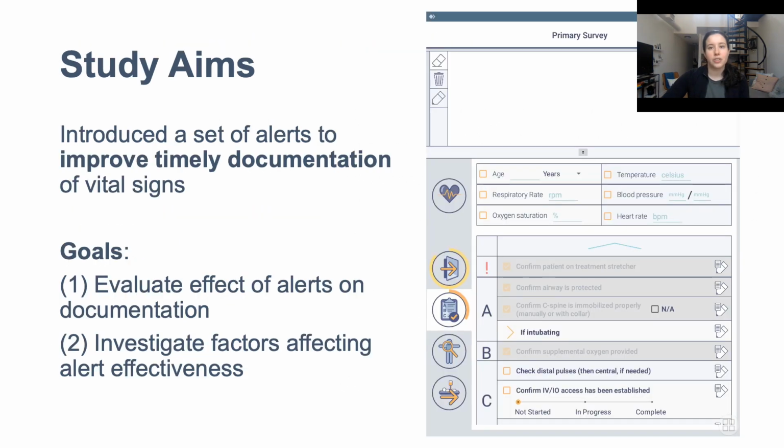In this study, we introduced a set of alerts to improve timely documentation of vitals on the checklist. On the right-hand side of the screen, you can see the vital signs section of the checklist highlighted in red. Our alerts focused on 4 vital signs: respiratory rate, blood pressure, oxygen saturation, and heart rate. We used 2 alert modes: pulsing of the vital sign area and a drop-down notification. I'll go into more detail about the design later in the presentation.